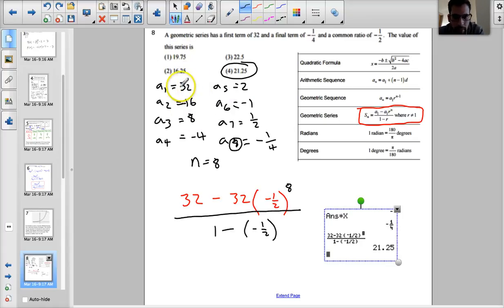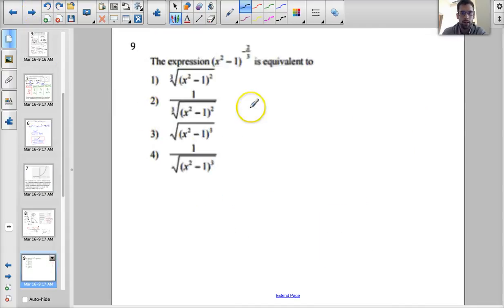And if I add it up, it kind of makes sense because I've got 32 and negative 16, so that would add up to positive 16, plus 8 is 24, minus 4 is 20, plus 2 is 22, minus 1 is 21, plus 1/2 would be like 21.5, and then minus a quarter would be 21.25. Yeah, totally, 21.25. Okay. So now it's saying this expression is equivalent to what?